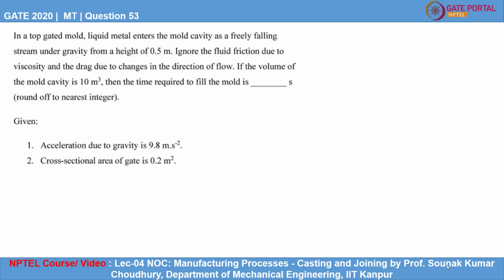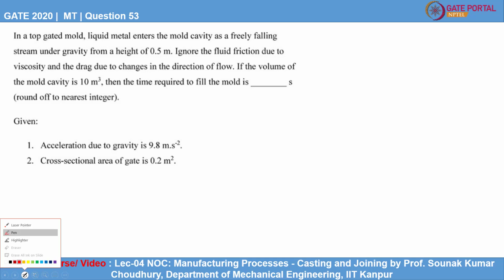In a top-gated mold, liquid metal enters the mold cavity as a freely falling stream under gravity from a height of 0.5 meter. Ignore the fluid friction due to viscosity and the drag due to changes in the direction of the flow. If the volume of the mold cavity is 10 meter cube, the time required to fill the mold cavity is asked. Acceleration due to gravity is 9.8 meter per second square. The cross-section area of the gate is 0.2 meter square.